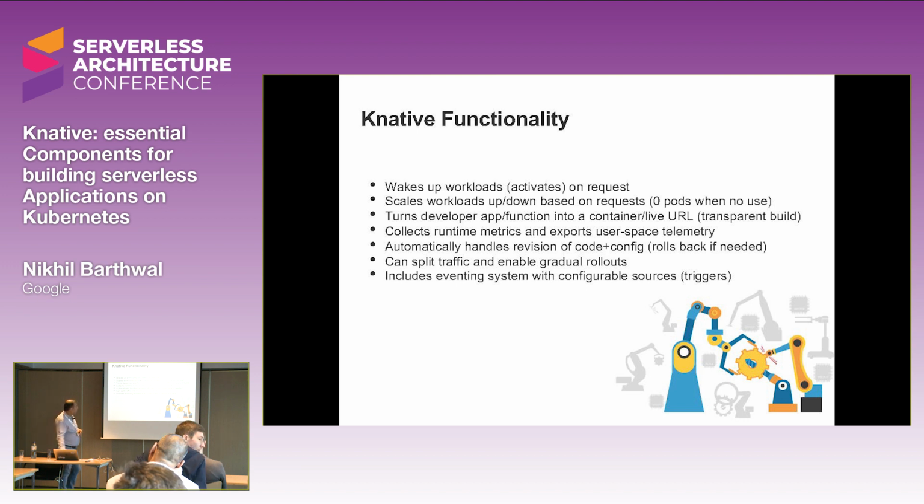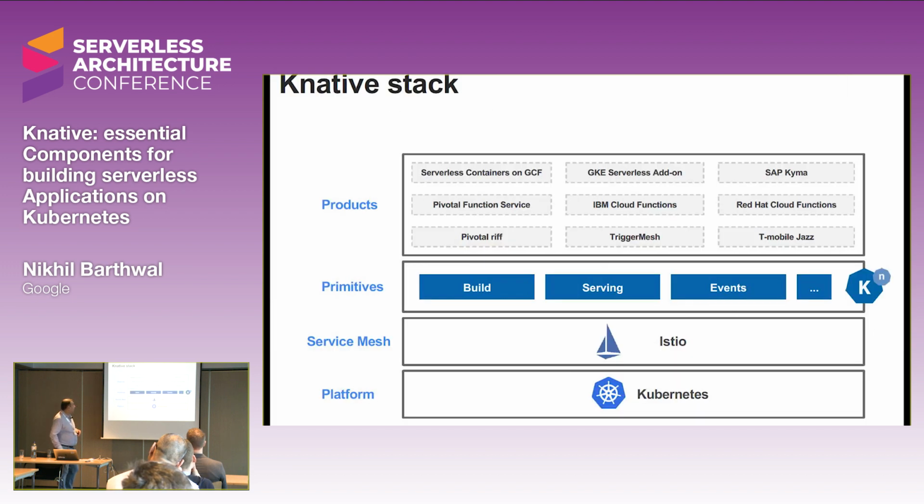So let's now move to the Knative stack. How does the Knative stack actually look? So that's the Knative stack. Primarily, the 3 primary primitives that we are talking about are build, serving, and events. These are the 3 primary primitives. It runs on Istio, but mind you, these are building blocks, right?